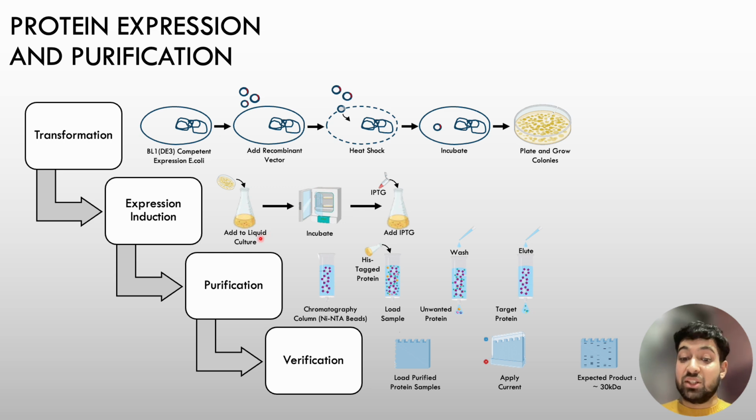And now IPTG will be added to them to induce the expression, and once we have protein being produced by these cells, we will purify that protein using affinity chromatography with nickel beads. Once we have our protein purified, we will verify it using SDS-PAGE just to make sure this is the correct protein, and thus we will have our product.